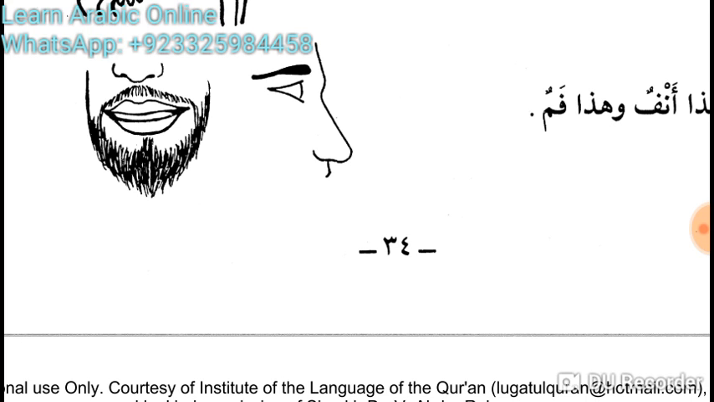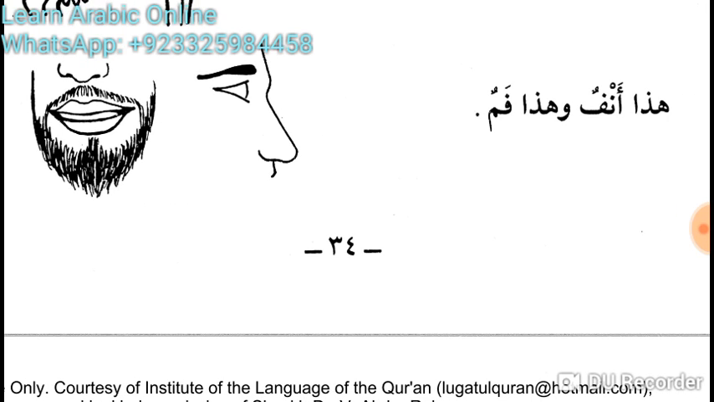Those body parts which are singular are considered masculine body parts, and those body parts which are in plural are considered feminine body parts. Okay. So you have one nose, so your nose is considered masculine. You have two eyes, two ears, so these body parts will be considered feminine.